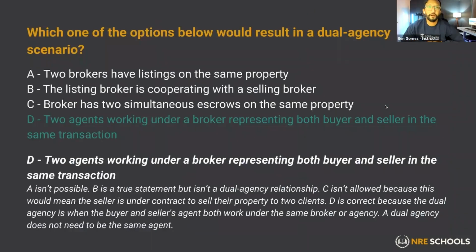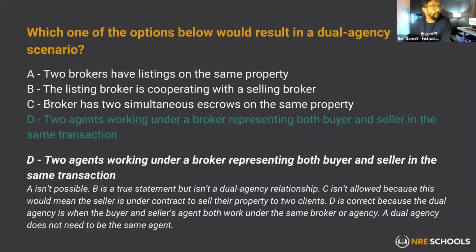All right, so let's look at this question here. Which one of the options below would result in a dual agency scenario? Dual agency. The answer is 2 agents working under a broker representing both buyer and seller in the same transaction. Just because 1 agent is representing the buyer and 1 is representing the seller, if you are both at the same brokerage, it is a dual agency. You still need to disclose that both agents are representing the same company. Representing the same people? Yes, very much.